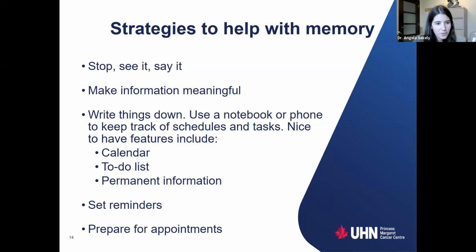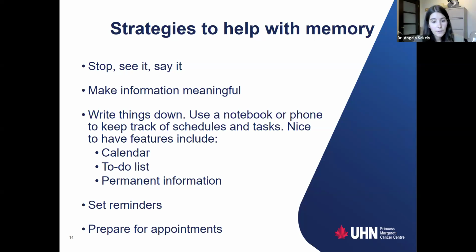A couple of nice features to have in your phone or notebook include a calendar, for appointments and scheduling things, a to-do list, for items that need to be completed throughout the day that you can check off or cross off, and a section for permanent information as well. So, information that's useful to store safely, but that's difficult to remember. Things like a list of passwords, phone numbers for doctors, things like that.